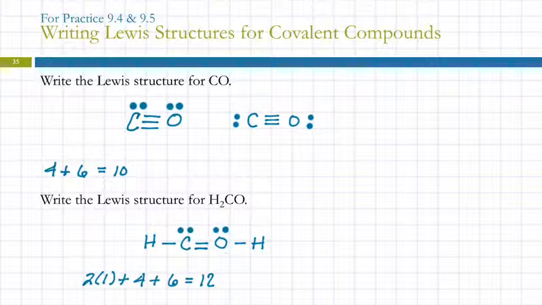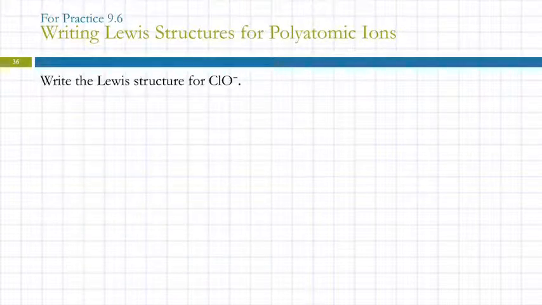Let's do another one. So this is a polyatomic ion. It's got a charge, a -1 charge. So we'll have to take that into account when we count up our electrons. Here again, we just have 2 atoms, and so how they're connected is pretty straightforward. They've got to be connected to each other. When we count up electrons, chlorine has 7 valence electrons. Oxygen has 6.